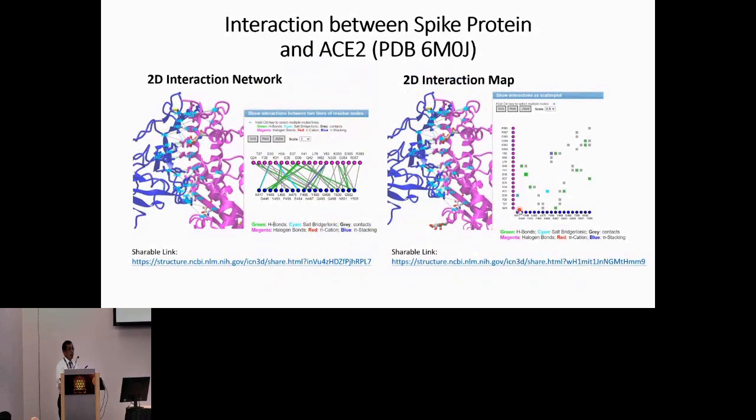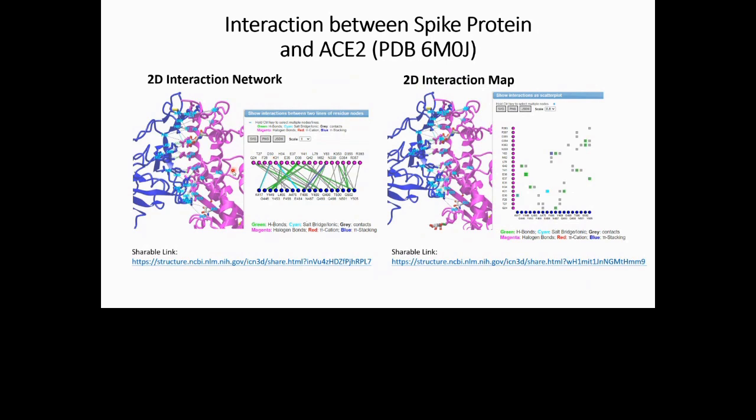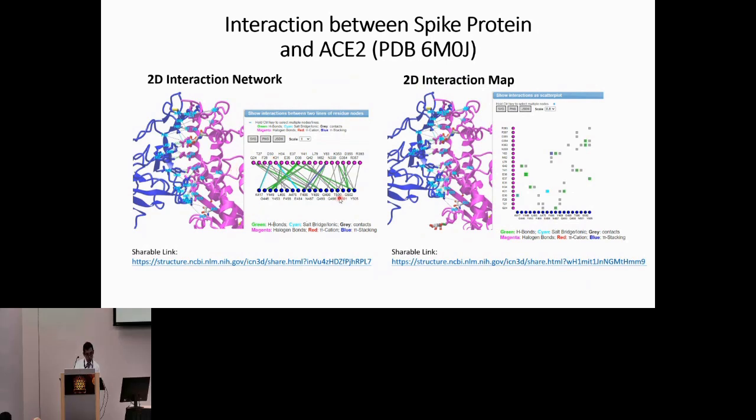Now I'd like to show some interactions between the spike protein and ACE2 in two ways. The left one shows a 2D interaction network where the two sets of interaction partners are shown in two lines. The pink one is ACE2, I think, and the blue one is the spike protein. The lines between the residues are the interactions, colored differently for different interaction types. Green is for hydrogen bonds, and gray is for contacts.